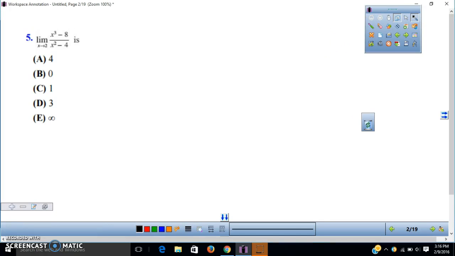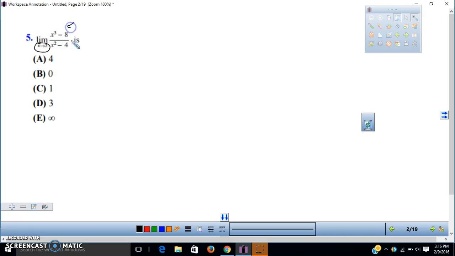I want to do a few problems for you from your packet. These were requested by some students, so you should thank them later. Let's look at number 5. We're going to dive right into this. Number 5. Looking for your limit as x approaches 2.